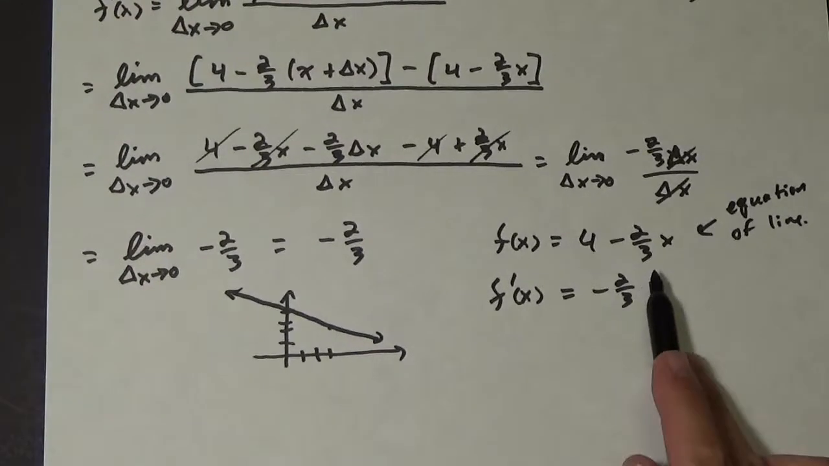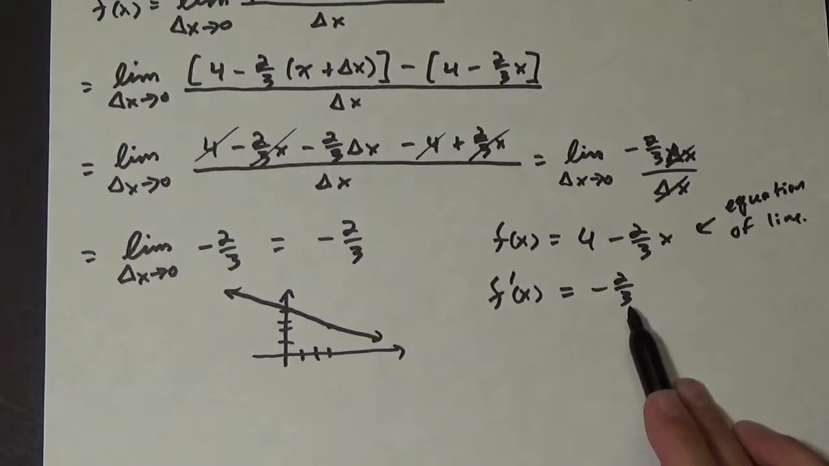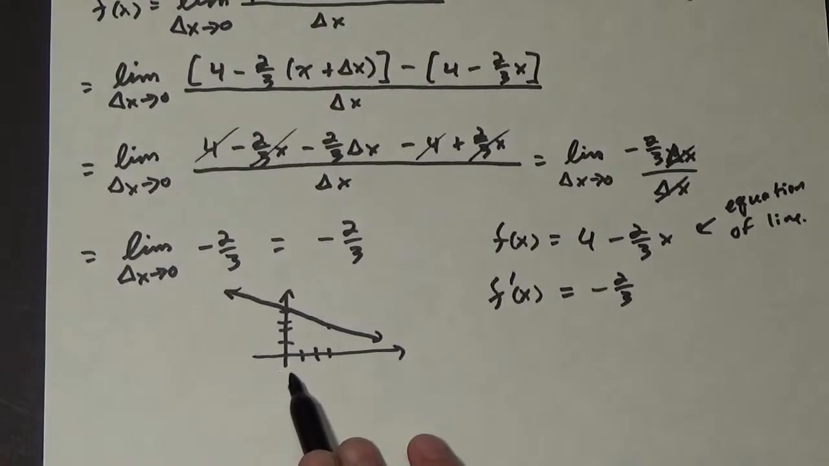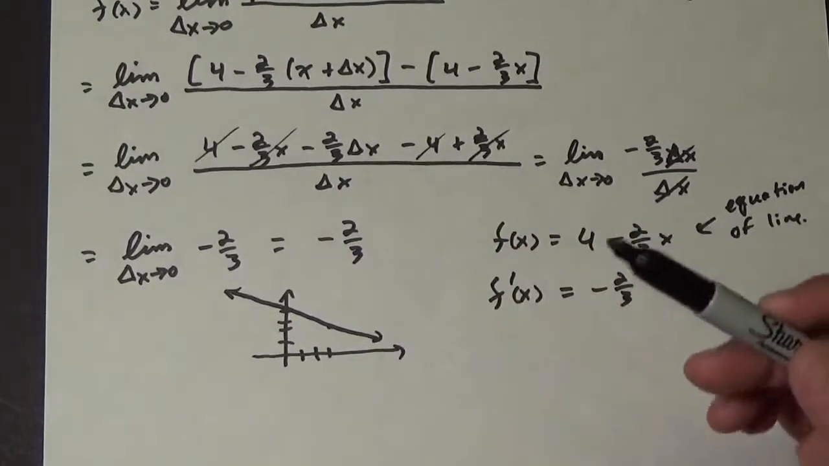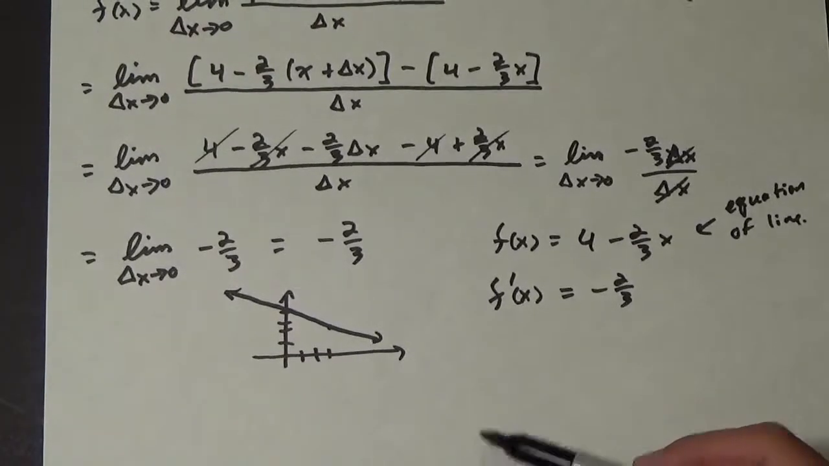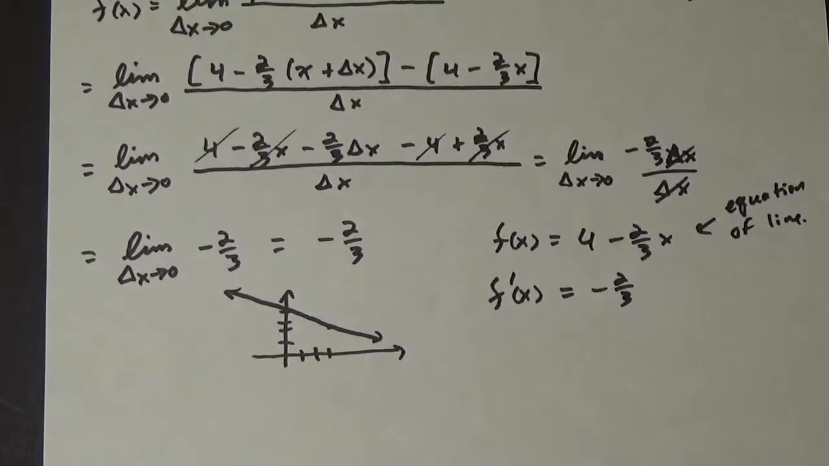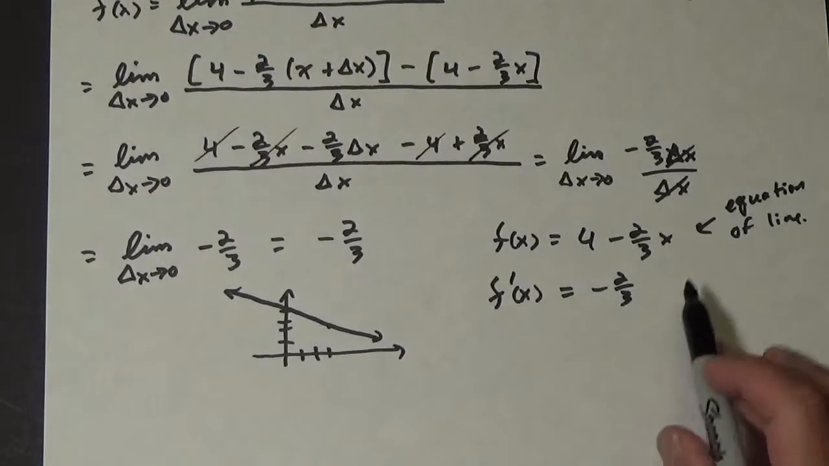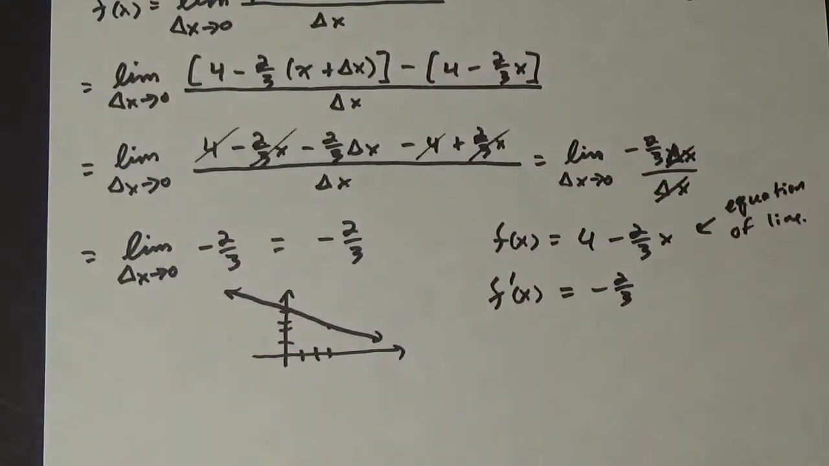So the slope of this line is a negative 2/3. And if the derivative helps us find the slope, then it makes sense that the derivative is a negative 2/3, because no matter what value of x I put in, the slope of the tangent line would be negative 2/3. Actually, in this case, the tangent line would be the line no matter where you are. So it just shows that this definition of the derivative does work even with something as simple as a line.